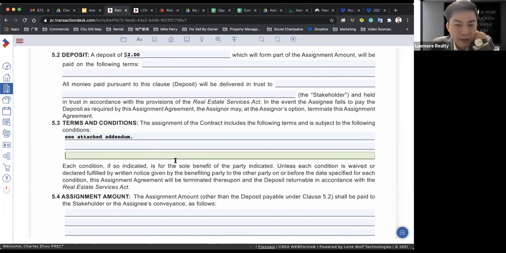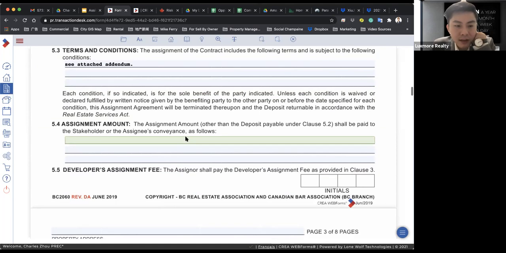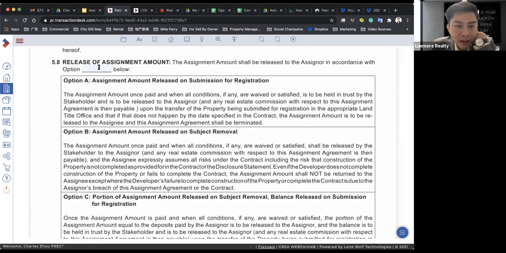This part is not enough because in your addendum, you will say who pays for GST, who pays for the assignment fee, who pays for the handling fee, what upgrades there are, and how much the buyer has to pay extra for parking, locker, and details like that, okay? Assignment amount: normally you can just leave this empty because on the next page it'll say release of assignment amount. Normally you put B here because section B is the easiest.